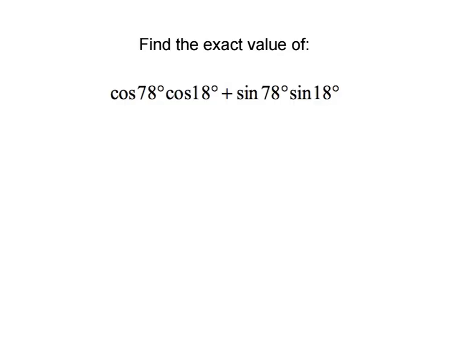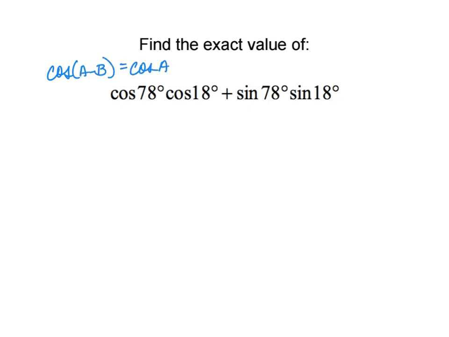Now we're going to go in the reverse order. I would like to find the exact value for this expression. Now you should look at this and recognize it as one of our sum and difference identities. This happens to be the difference identity for cosine.